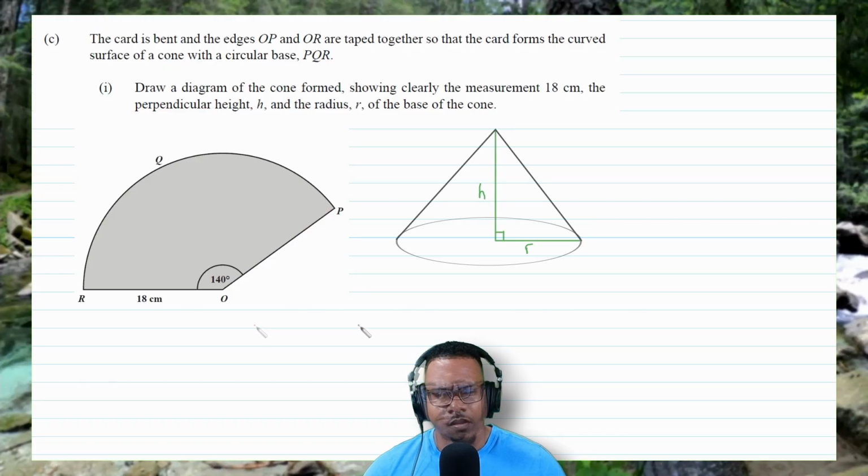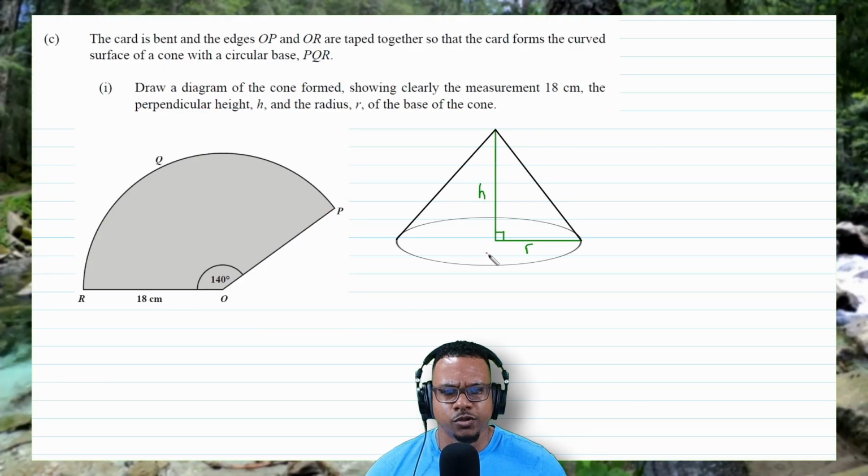So here's my attempt to draw the cone where we have the circular base. R will be the radius of the circular base, H will be the height of the cone.